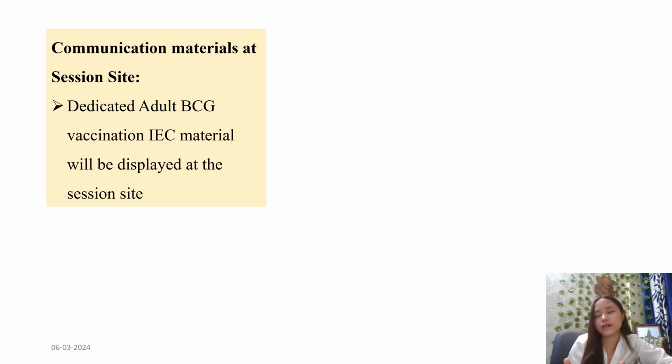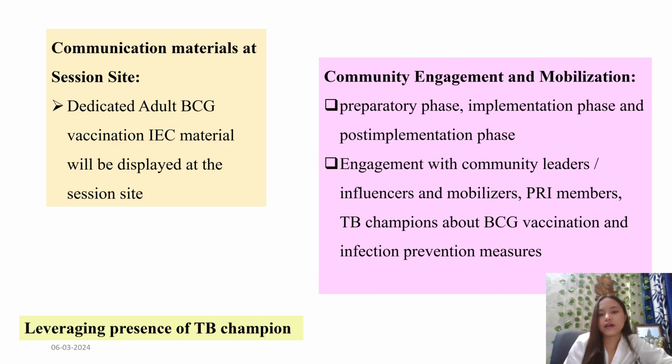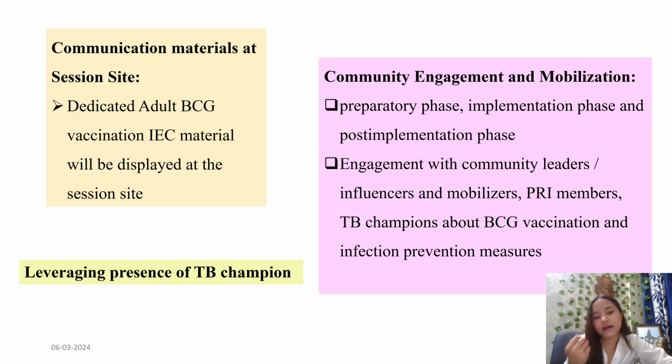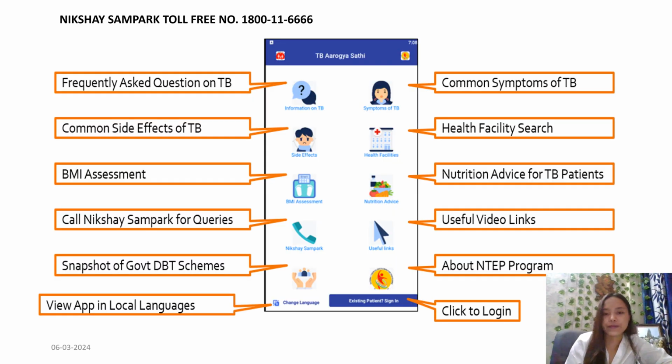So we need various IEC materials which will be displayed at the session sites, and community engagement and mobilization will be done in all the 3 phases of this program implementation research study, from the preparatory phase to the implementation phase and the post implementation phase, through engagement with community leaders, influencers, mobilizers, Panchayati Raj Institute members, TB champions about BCG vaccination and infection prevention measures.